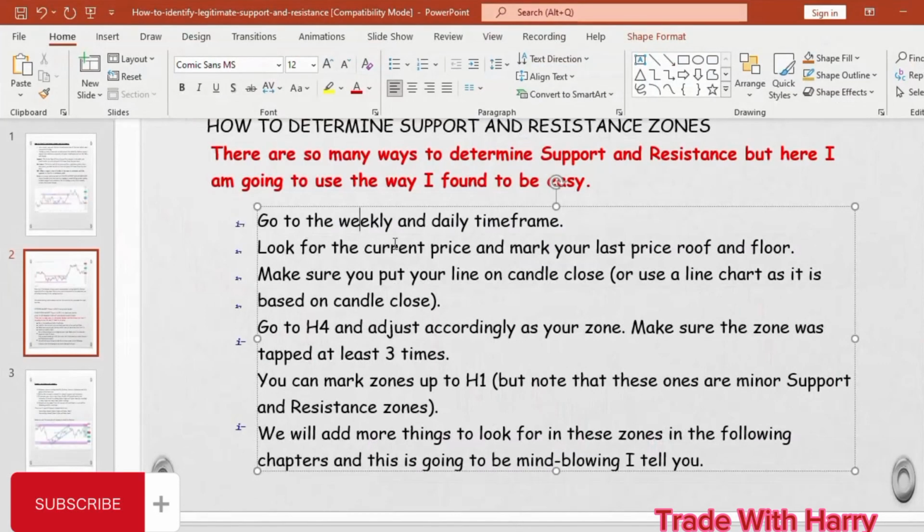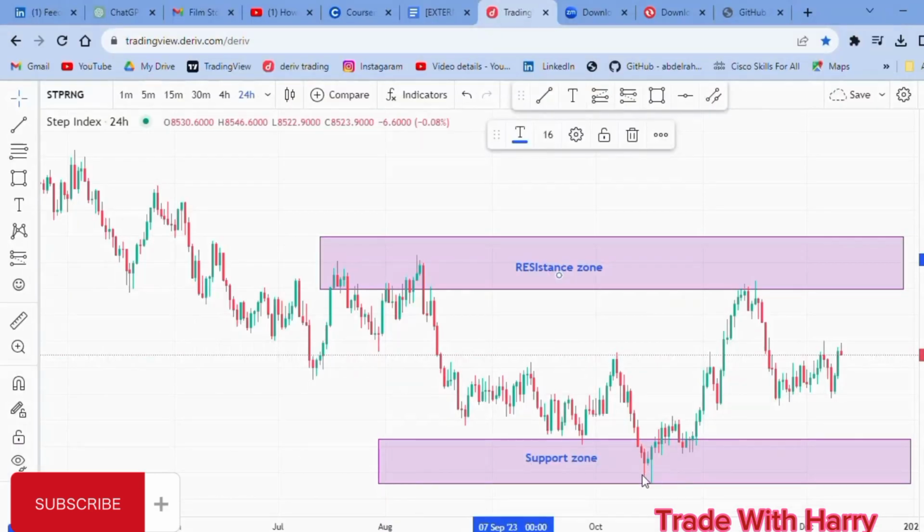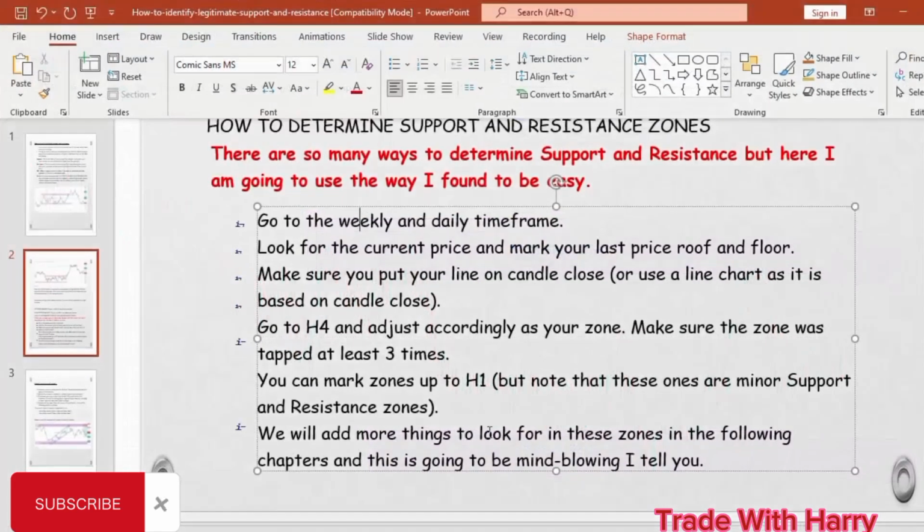And then look for the current price and mark your last price roof on the top. So this is my current price. This is like that. Are you seeing? From roof and bottom. So this roof top, this roof bottom. So that one is done.